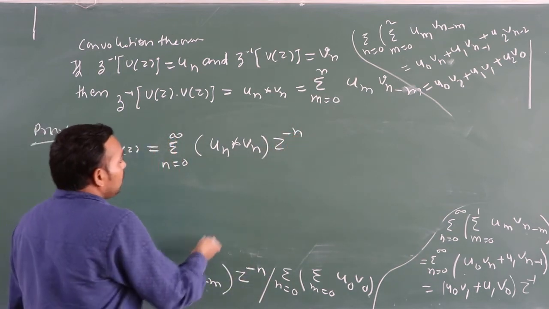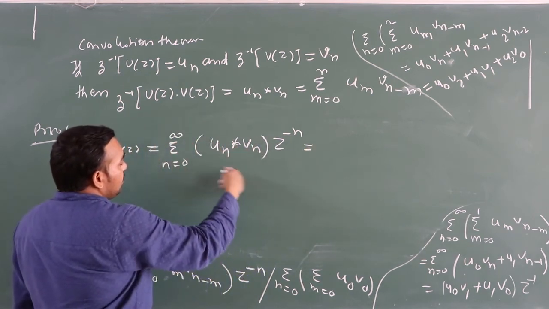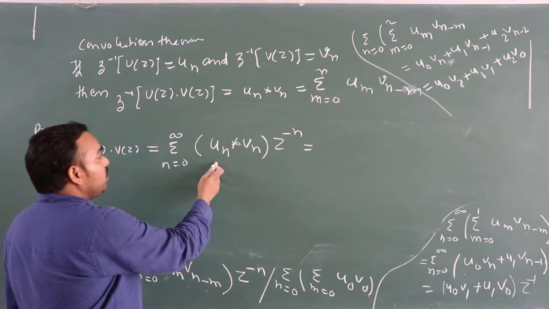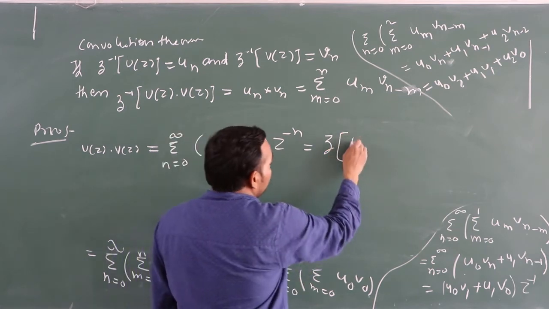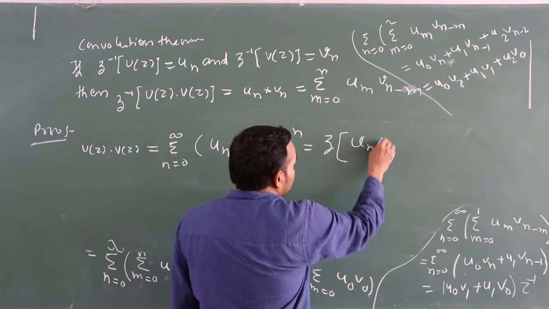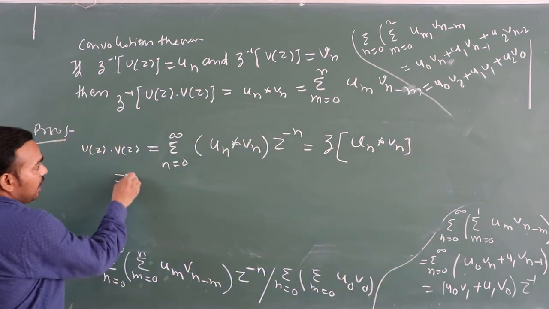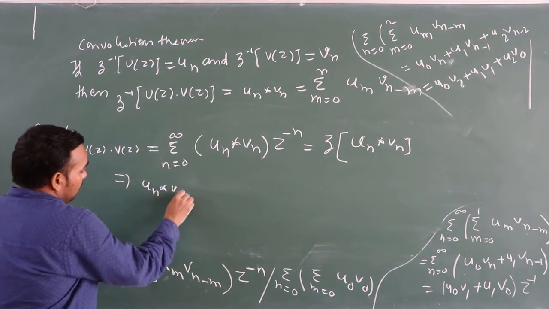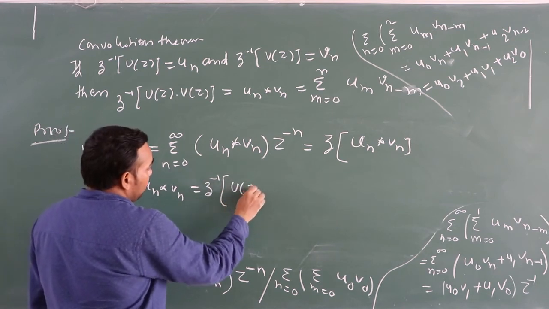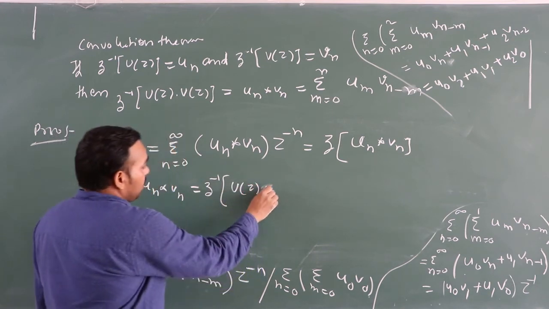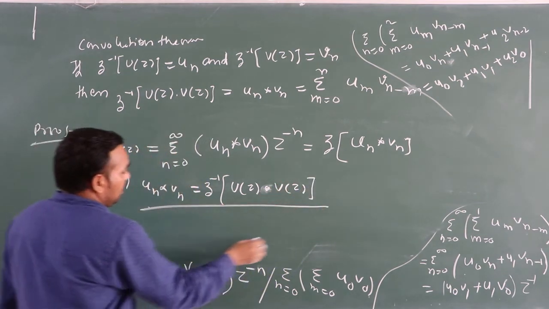This is the term, meaning the z transform of u_n star v_n. So I can write here the z transform of u_n star v_n, and finally u_n star v_n is equal to the inverse z transform of U(z) into V(z). This is proved.